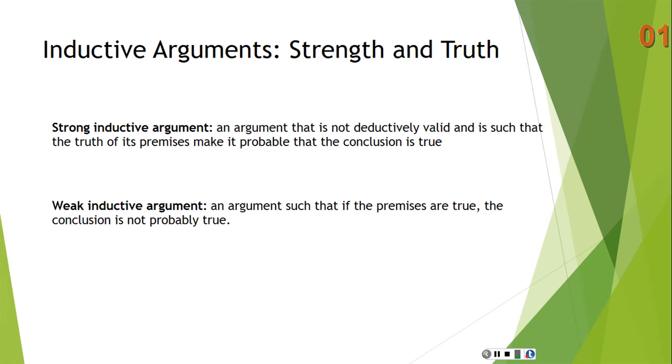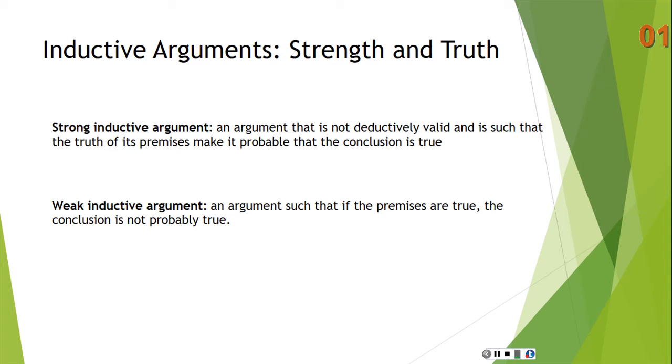And we saw that there's a difference between strong inductive arguments and weak inductive arguments. A strong argument is one that is not deductively valid and is such that the truth of the premises makes it probable that the conclusion is true. So if you've got true premises, it's likely that the conclusion is true. Here's an example. Most students are under 30. John is a student, therefore John is under 30. If the premises are true, it doesn't guarantee that John is under 30, but it makes it more likely than not that John is under 30.